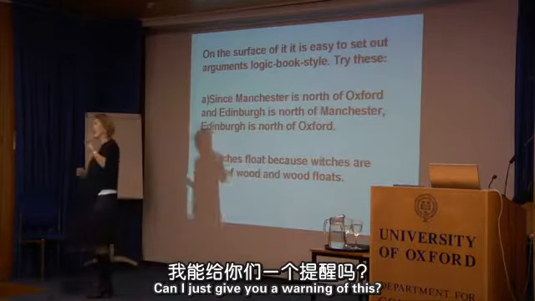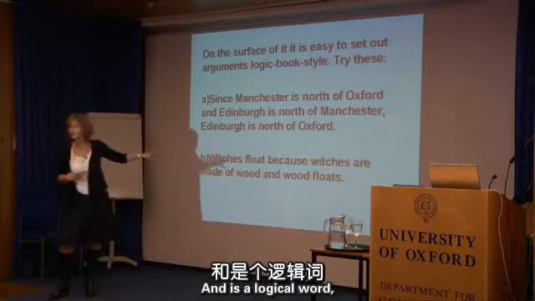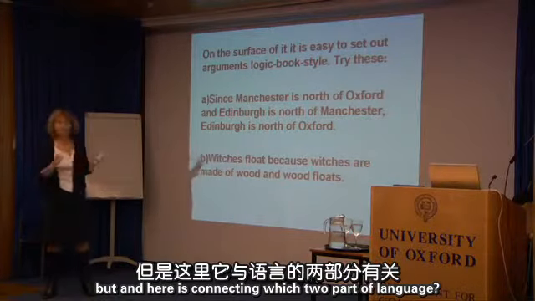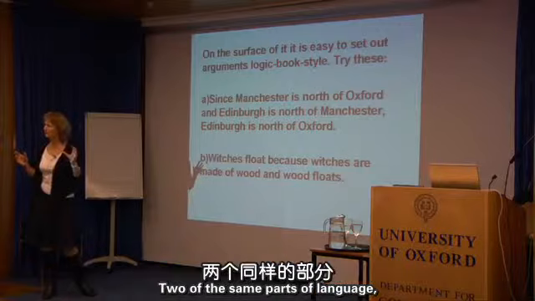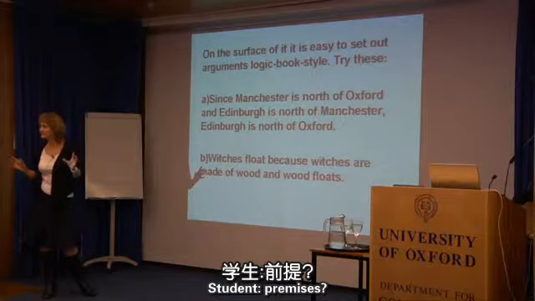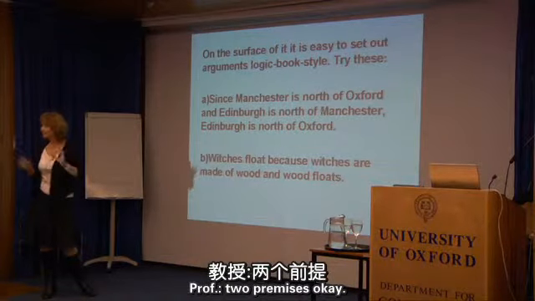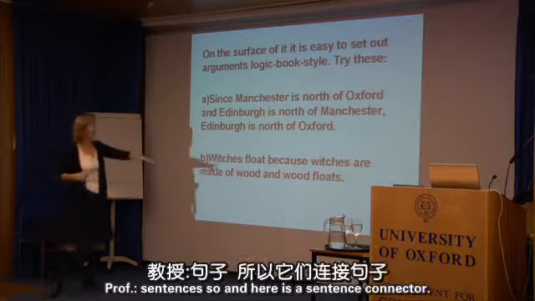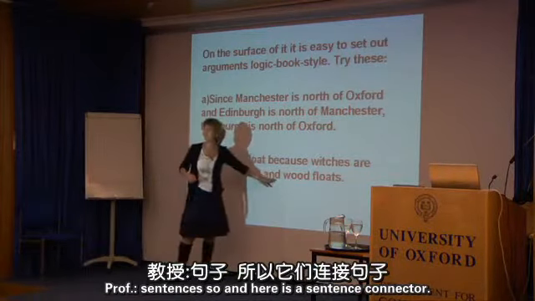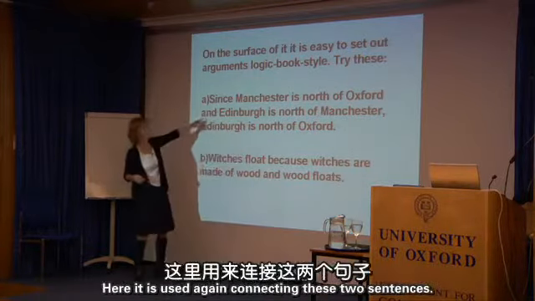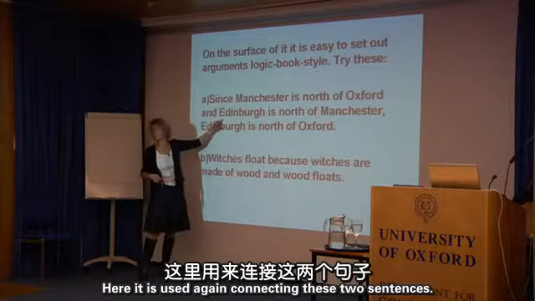Can I just give you a warning of this? "And" is a logical word, but "and" here is connecting which two parts of language? I mean, two of the same parts of language. What's it connecting here? Two premises, okay, but what are premises? They're sentences. So, "and" here is a sentence connector. Okay, and we can connect any sentences we want. Here it is used again, connecting these two sentences.